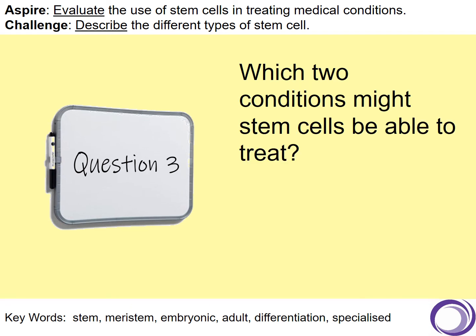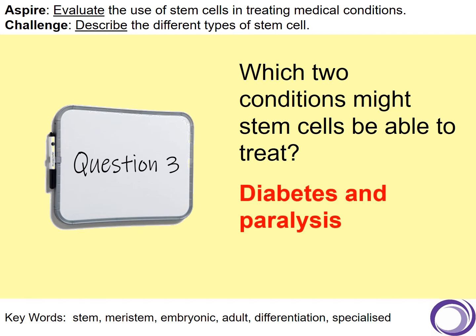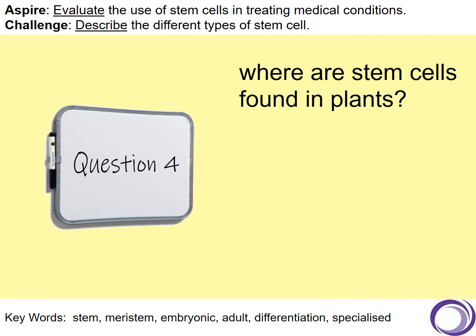Question 3. Which 2 conditions might stem cells be able to treat? Talked a little bit in detail about these 2. I'll give you 7 seconds. 4, 3, 2, 1. It's diabetes and paralysis.